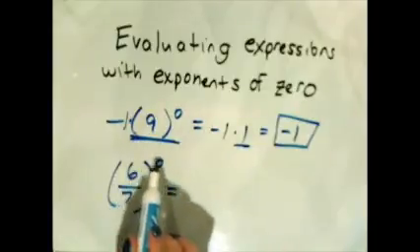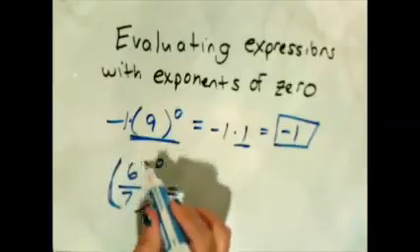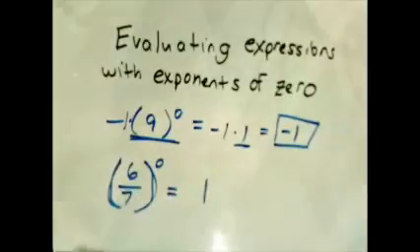This one, 6/7 to the 0. Well, since this whole thing is the base, anything to the 0 is 1. So 6/7 to the 0, the whole thing turns out to be 1.